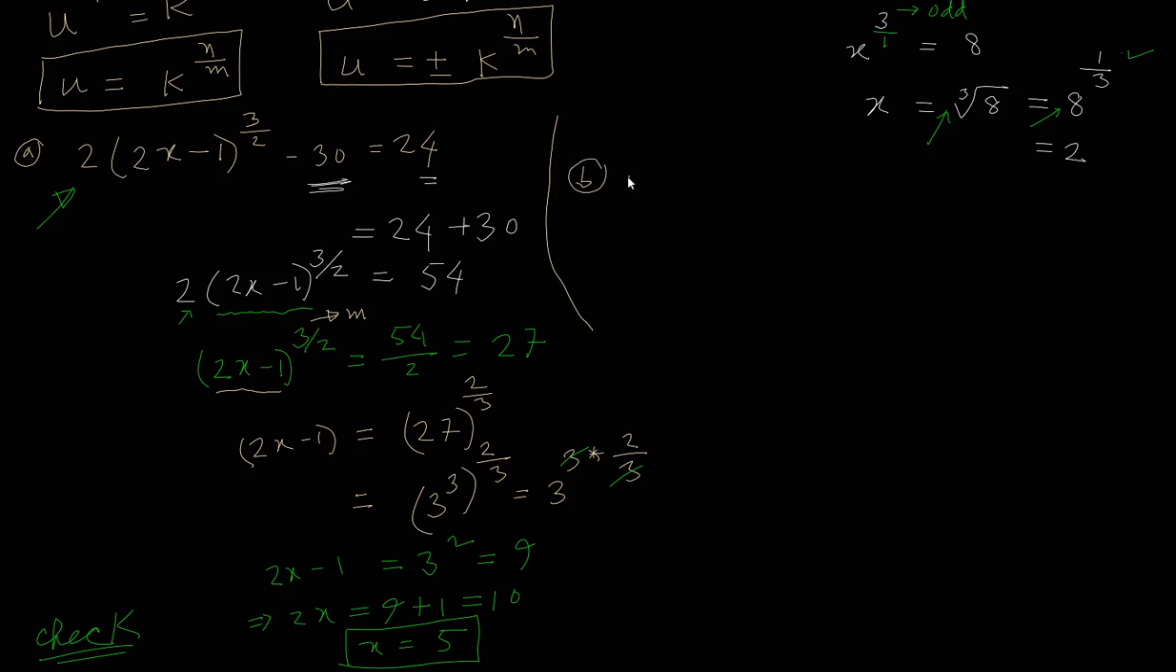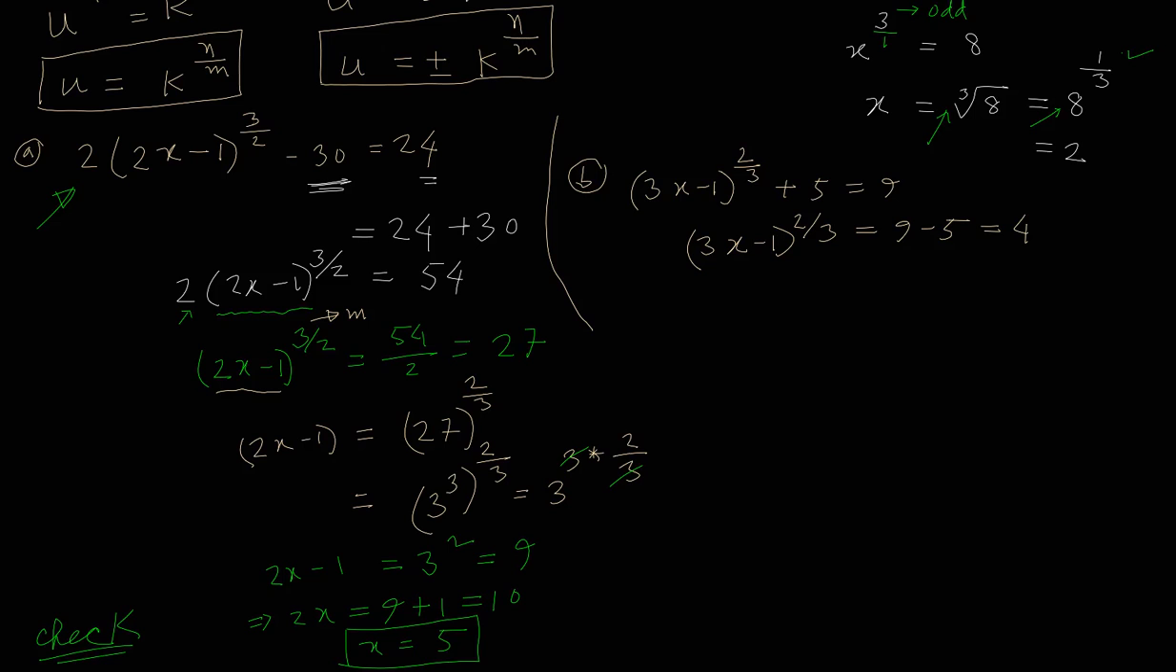The problem is 3x minus 1 power 2 over 3, plus 5 equals 9. Again, I'm going to put the constant on the other side. So 9 minus 5 equals 4, and this equals 3x minus 1 power 2 over 3.